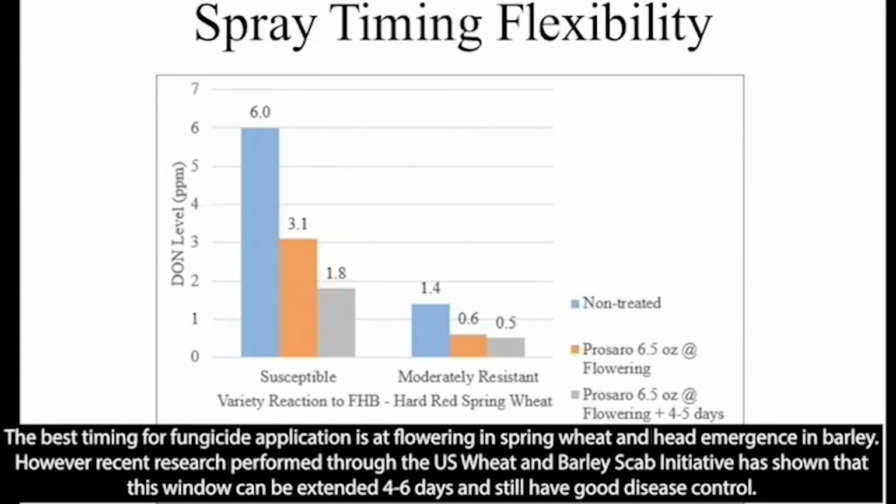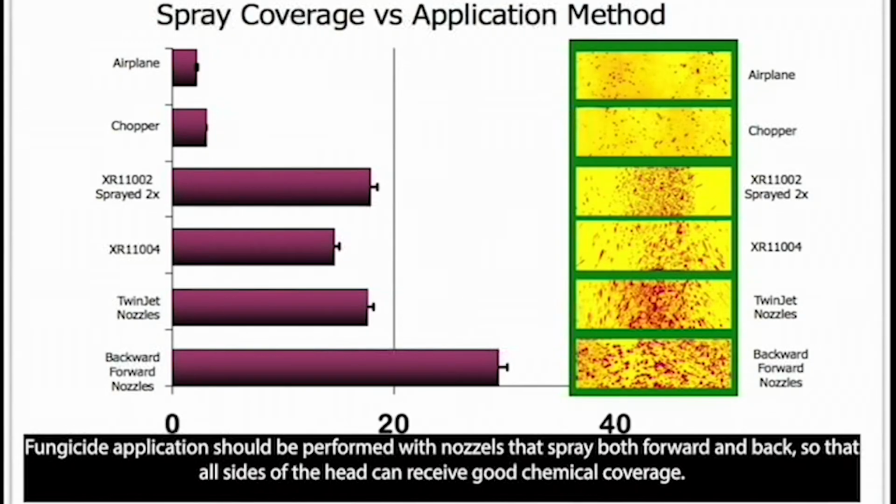Wheat and Barley Scab Initiative has shown that this window can be extended 4 to 6 days and still have good disease control. Fungicide application should be performed with nozzles that spray both back and forth so that all sides of the head can receive good chemical coverage.